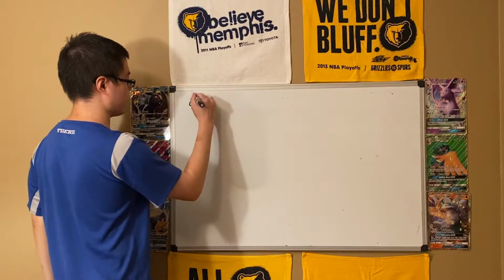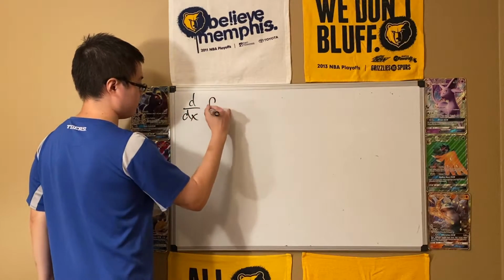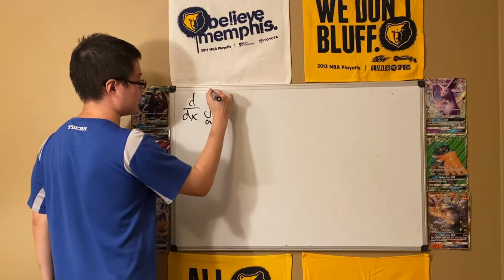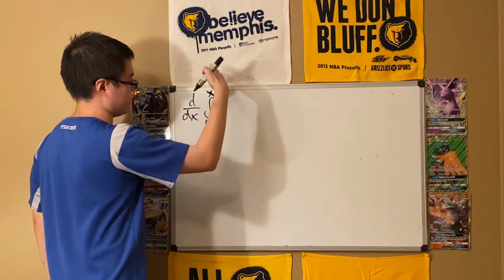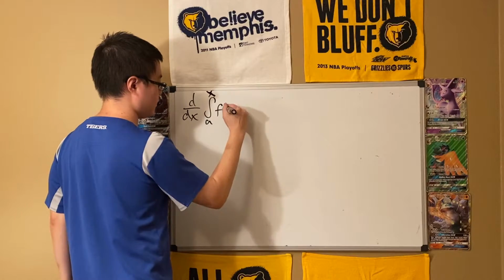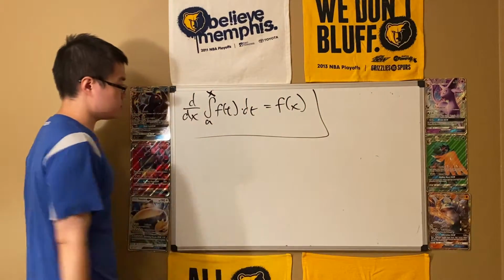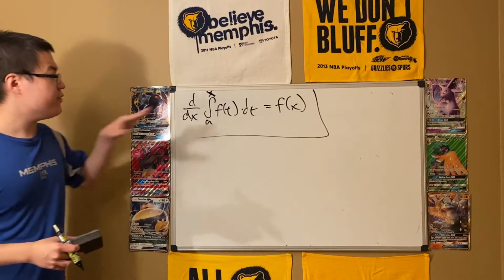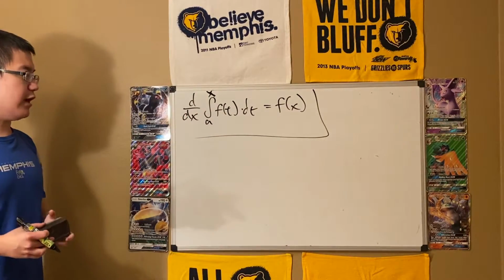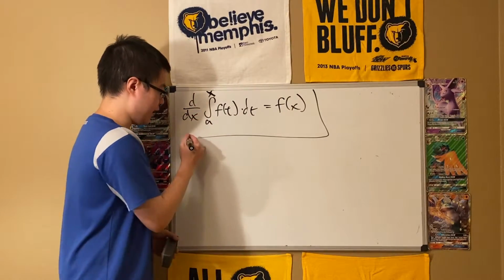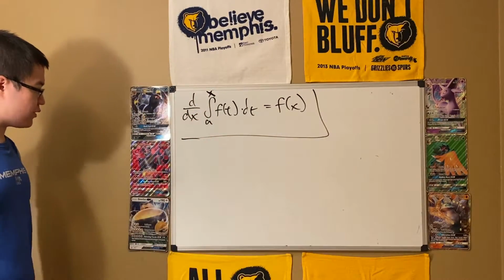So again, it says the derivative of an integral, no matter what the bottom number is, is just the function. So this is the thing we're going to be using. Keep in mind that in this setup, the x has to be on the top. That will come in the second question. But again, the a doesn't matter, whatever number you have. So let's do our first question.